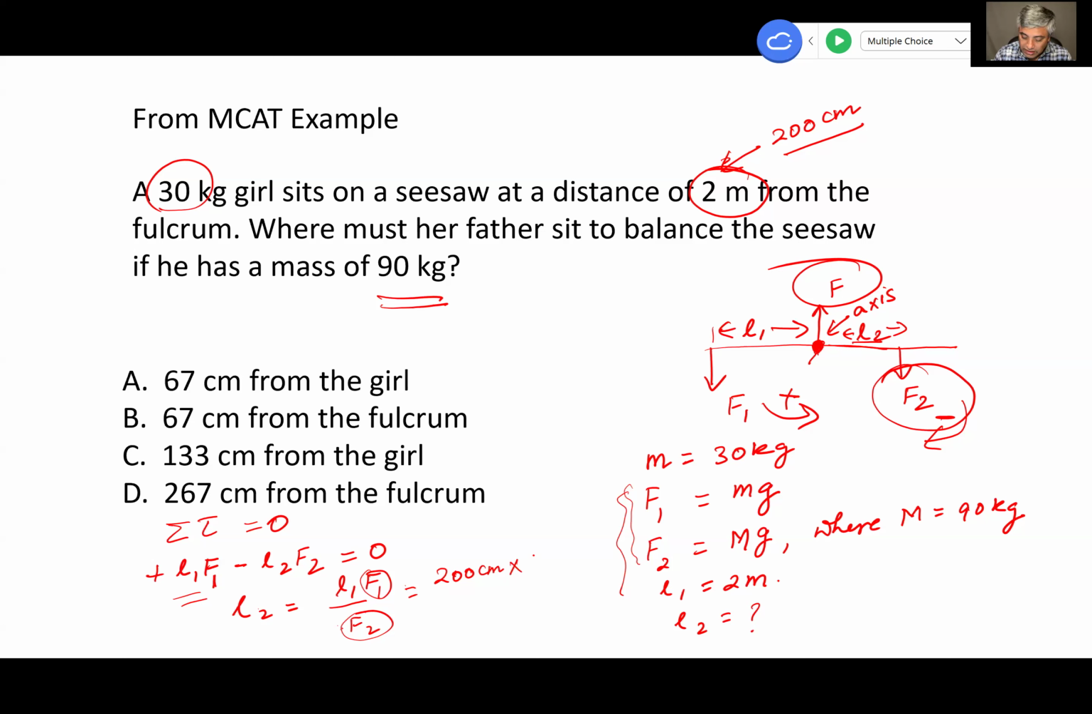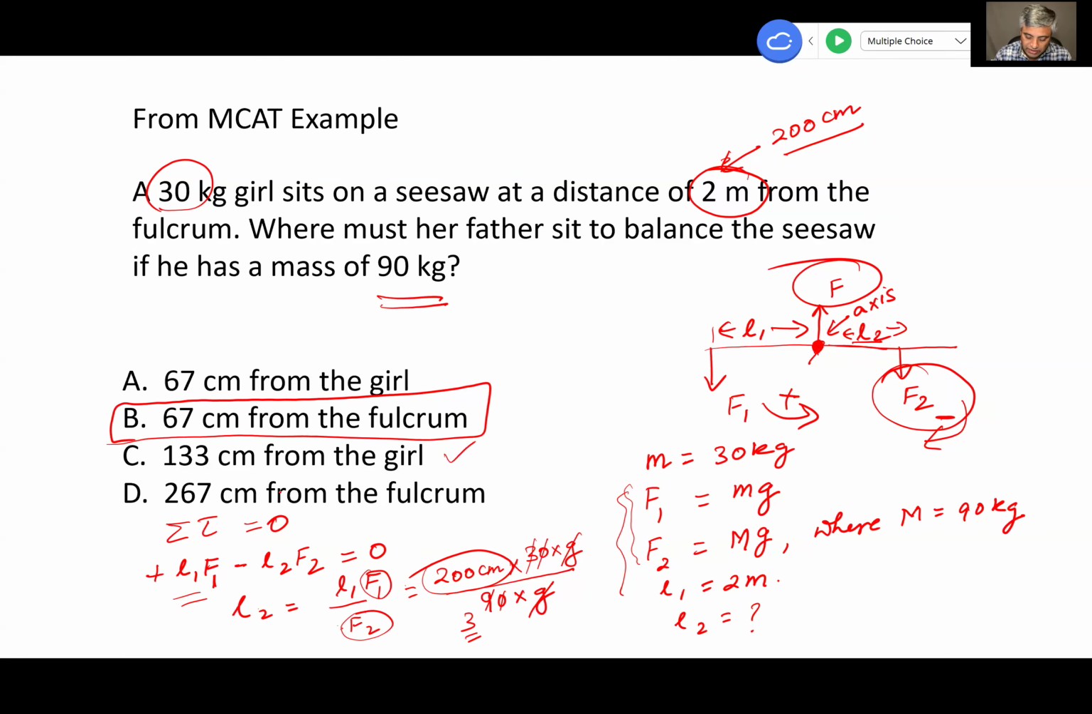So F1 is 30 times g and F2 is 90 times g. See how the g cancels, right? So that's how we see this is just 1/3 of 200 centimeter, which is 67 centimeter from fulcrum.